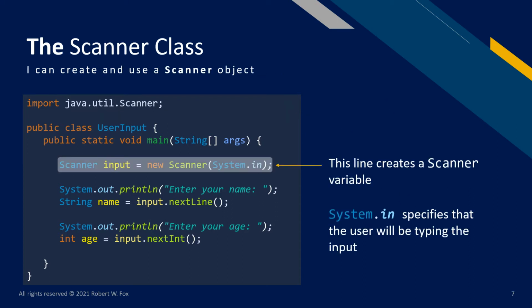Now that we've imported our scanner at the top of our code, we can create scanner variables, and I do that in the line you see highlighted. The variable I create is called input, and it is of type scanner as opposed to int or double or char or string. So we make a variable scanner input and set it equal to a new scanner. At the end, you see we say system.in, and system.in specifies that the user is going to be typing the input. It turns out that scanners can read input from a variety of sources. System.in is just one of them. Scanners can scan information out of a file. They could even connect to a website and scan data from somewhere out on the internet.